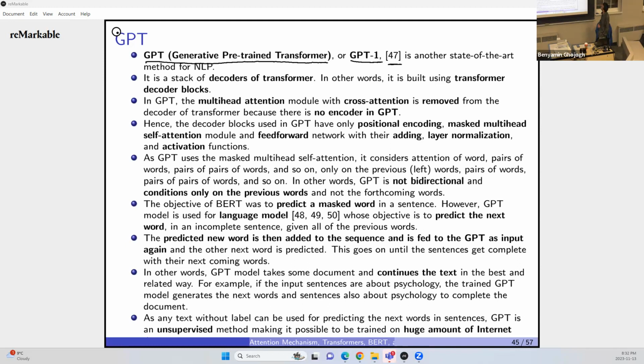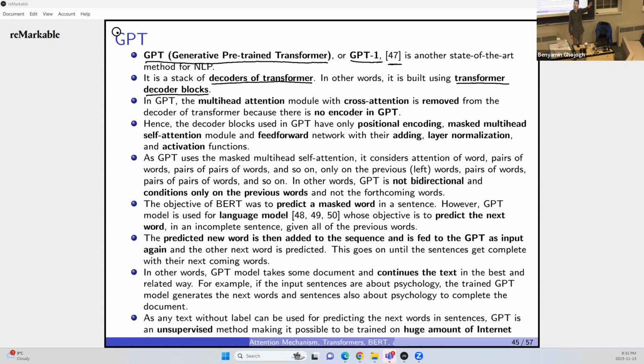So what is it? It basically says to only consider the decoder of the transformer and stack it several times to become bigger. So it is a stack of transformer decoder blocks. Again, in GPT, do you remember the decoder of the transformer? We had multi-head self-attention. We also had multi-head cross-attention. Do you remember?